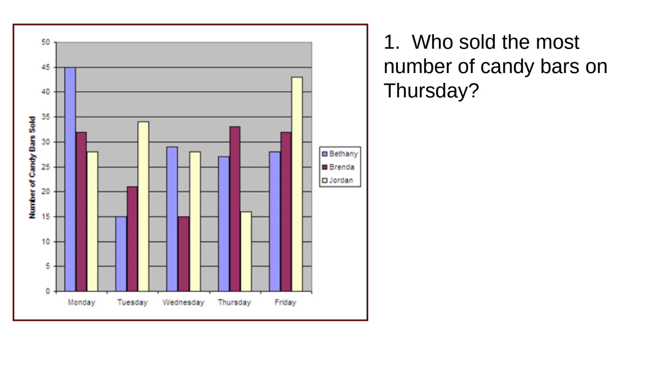The first question says, who sold the most number of candy bars on Thursday? So here's Thursday, and we need to know who sold the most. The biggest or the tallest bar here is this burgundy colored one, which means that is Brenda. So Brenda sold the most on Thursday.